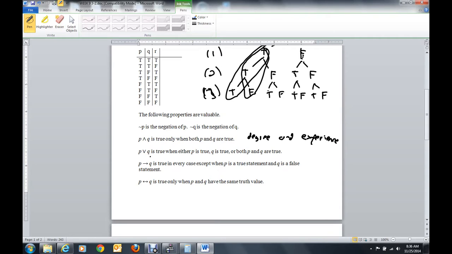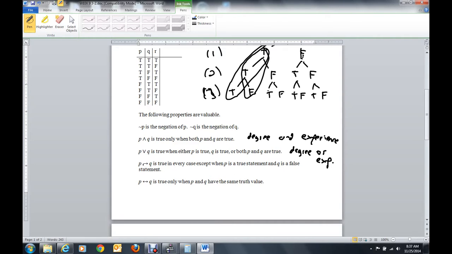Now this or is true when either one is true. So let's think about if the position requires a degree or experience. So if you have either one, then you can apply. The only time you can't apply is if you have neither, or if both are false. So if you have the degree, then it's true you can apply. If you have the experience, it's true that you can apply. If you have both the degree and experience, then it's true that you can apply. If you have neither, then it's false that you can apply.